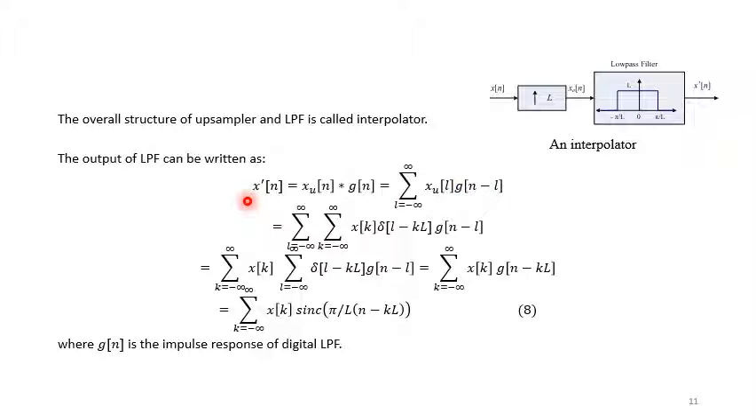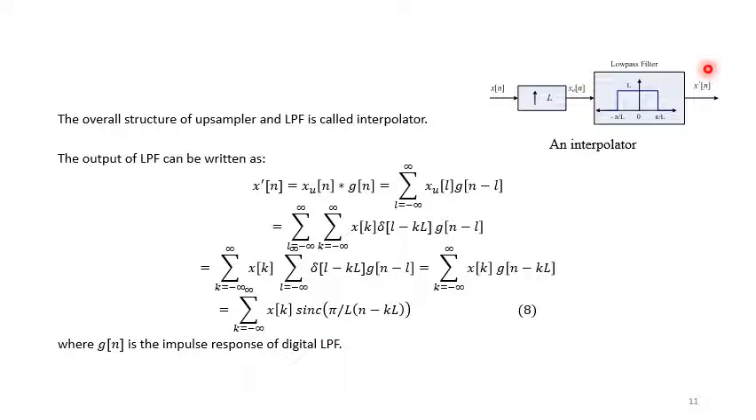So the output of the low pass filter can be written as, this is the input signal x of n that's upsampled, and then that's the low pass filter. So you understand, in time domain we convolve the impulse response of this low pass filter with this, to get the upsampled signal. I hope that's clear to you. Here g of n is the impulse response of a digital low pass filter, ideal response.